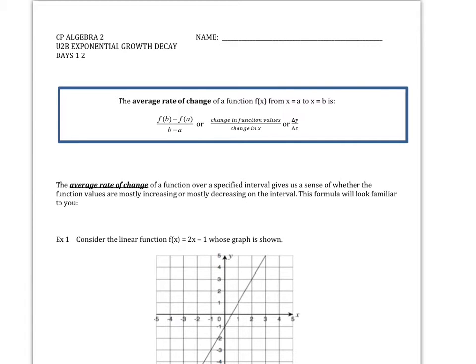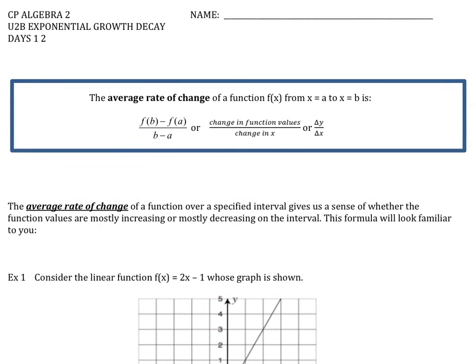This is the lesson for days 1 and 2 of Unit 2B, Exponential Growth and Decay. So what we are talking about is the average rate of change. And if you notice this, we talk about the change in the output over the input. Our notation this time has to do with the function notation. But if you basically look at this, you guys, it's really just a slope.